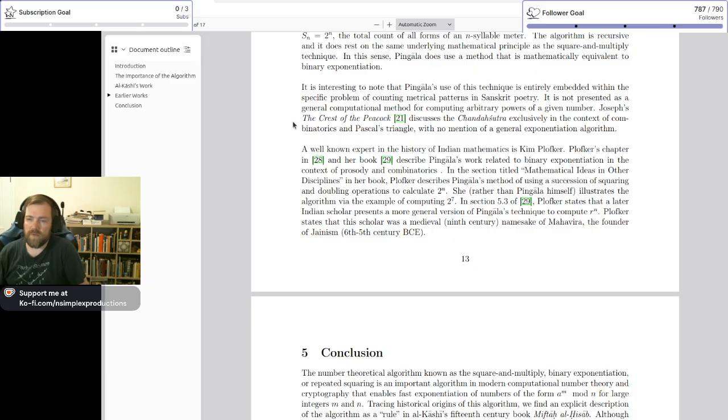In section 5.3 of her book, Plofker states that a later Indian scholar presents a more general version of Pingala's technique to compute r to the n. Plofker states that this scholar was a medieval 9th century namesake of Mahavira, the founder of Jainism, 6th century BCE.